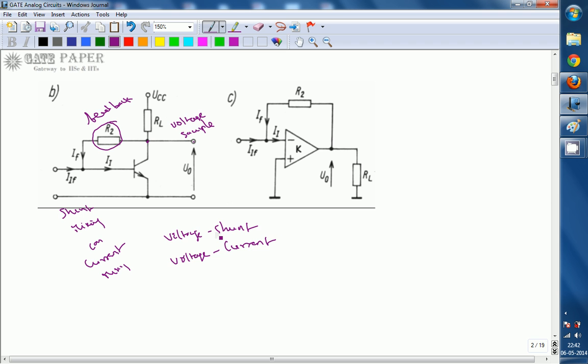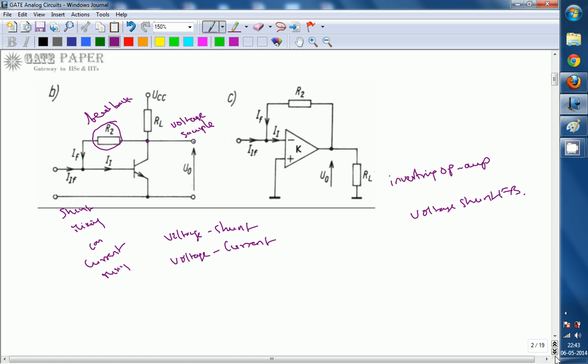The same feedback is going to be represented with an op amp. So this op amp circuit is nothing but an inverting op amp. Inverting op amp is also voltage shunt feedback. Voltage shunt feedback. Remember this one.